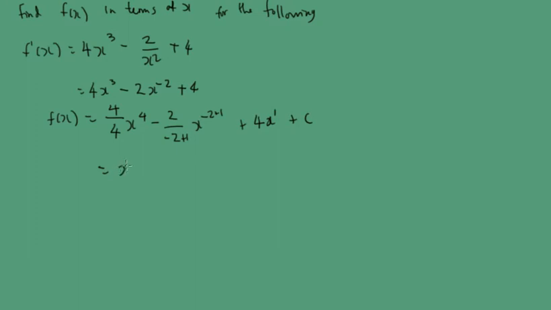So it's going to be x to the 4 plus, minus 2 plus 1 is minus 1, and 2 minuses cancel, it's going to be 2, x to the minus 1 plus 4x to the 1 plus c, and we'll just write that with 2 over x plus 4x plus c.